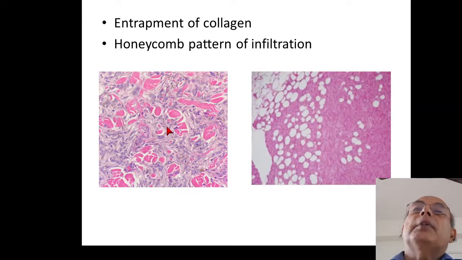This is the entrapment of collagen. Collagen bundles are surrounded by fibroblasts. This is honeycomb type of infiltration found in cases of dermatofibrosarcoma protuberans. Here you find tumor infiltrating around individual adipocytes.